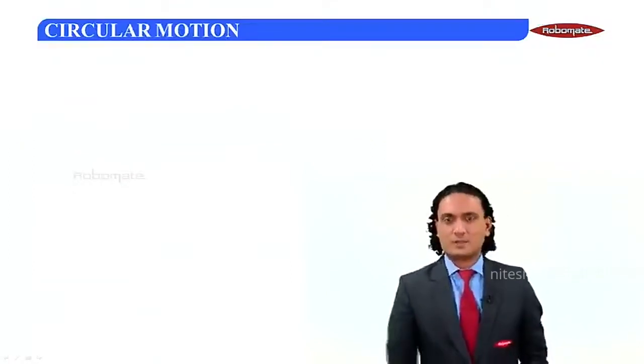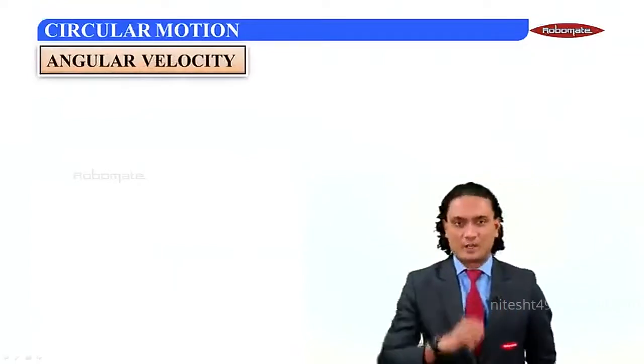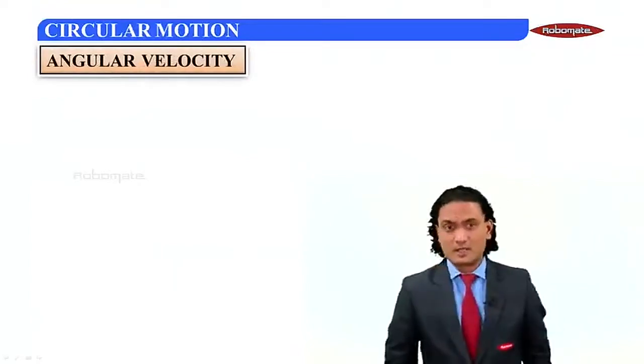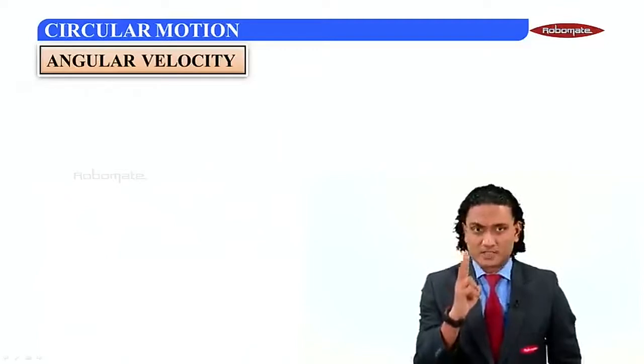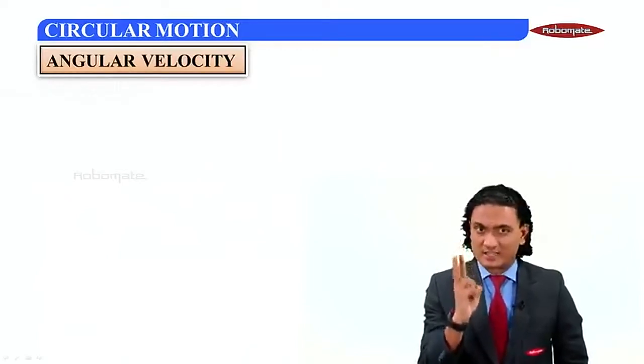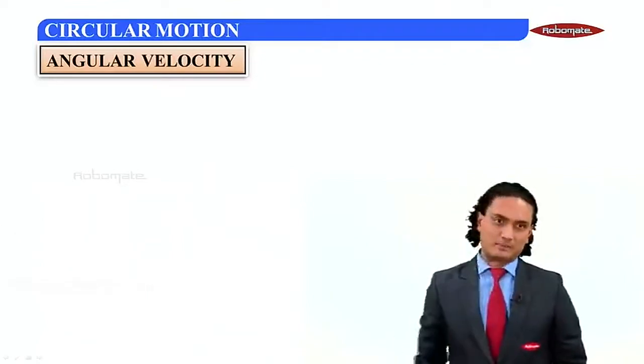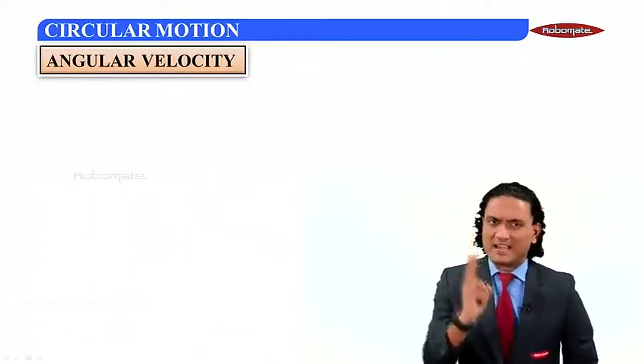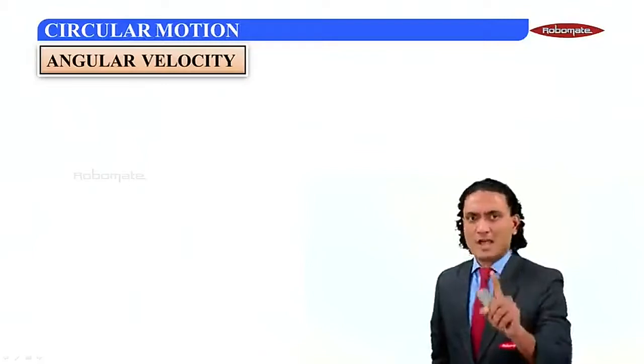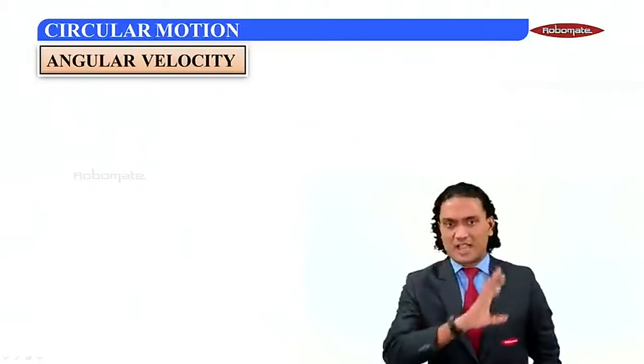Alright. First students, we are going to define what is angular velocity. Now students, keep this in your mind. Linear velocity, there are two types: average linear velocity and instantaneous linear velocity. Similarly, angular velocity also has two types: average angular velocity and instantaneous angular velocity. First, we are going to see what is average angular velocity.